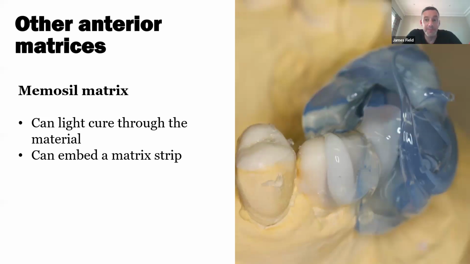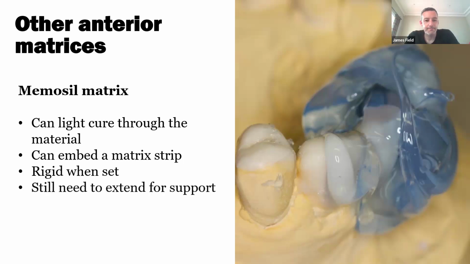With our students, they're a nightmare in terms of things flowing into areas you don't want them to, and teeth being bonded together and interproximal spaces suddenly disappearing. But the Memesil matrix approach here is a reasonable halfway house if you wanted to try that. Memesil, in case you didn't use it or know it already, is a clear bite registration material, which is fairly rigid when it's set.